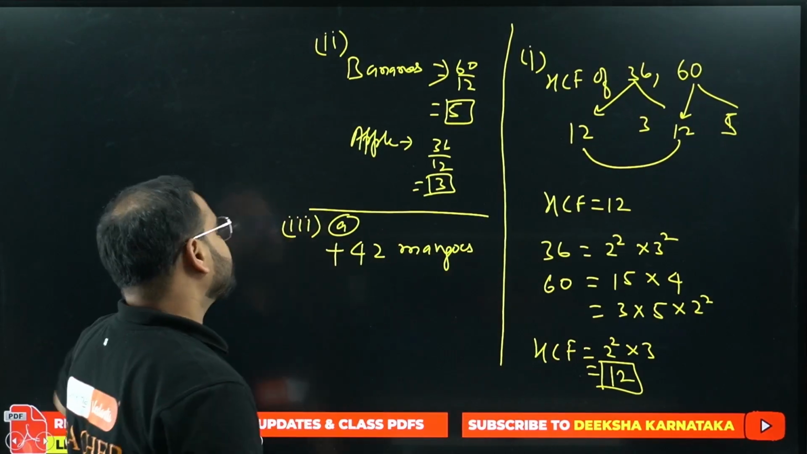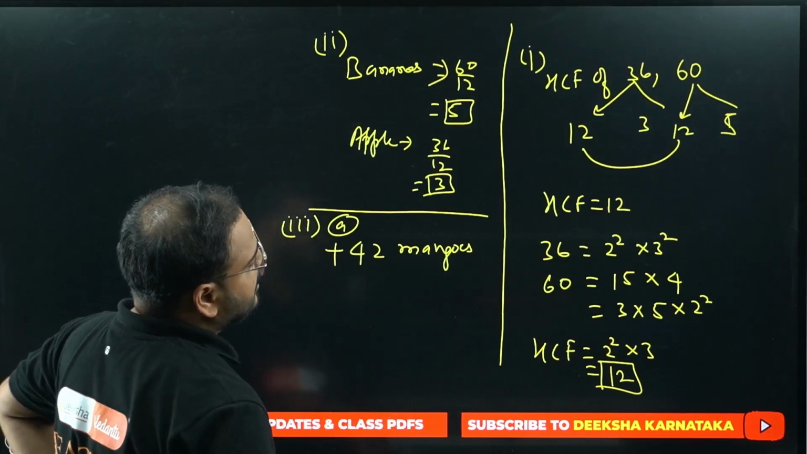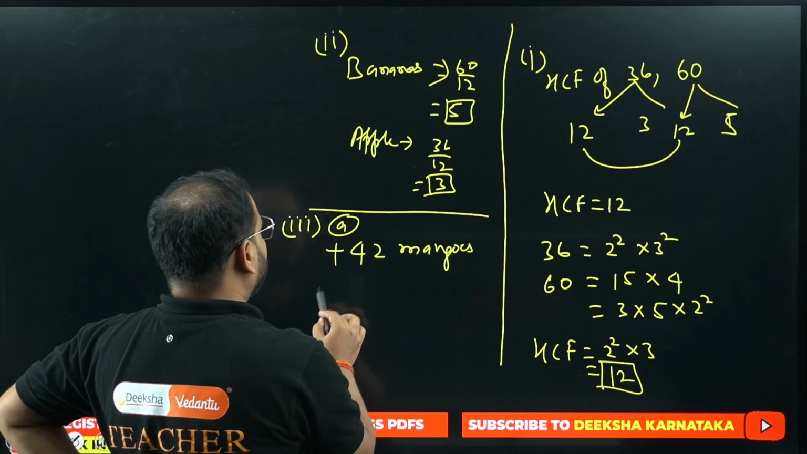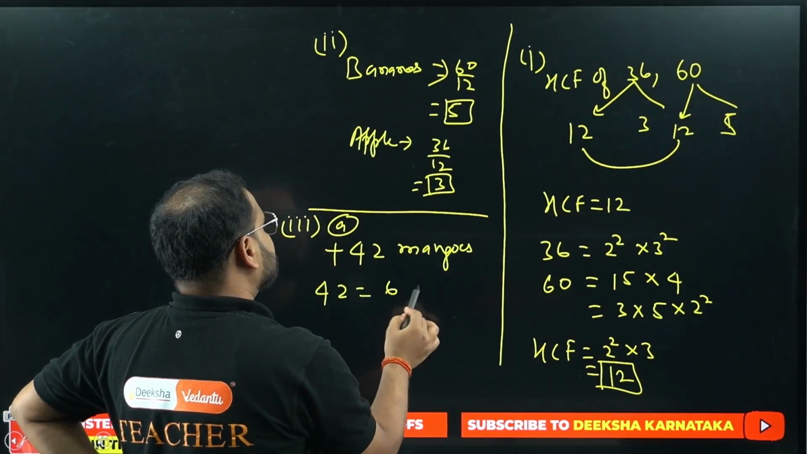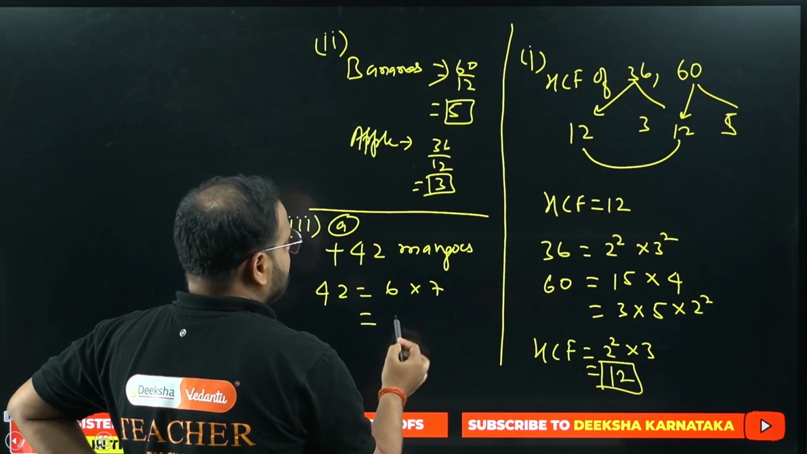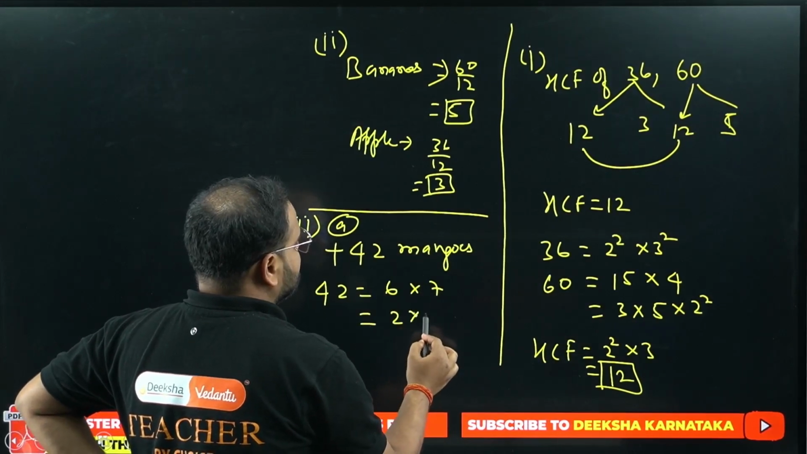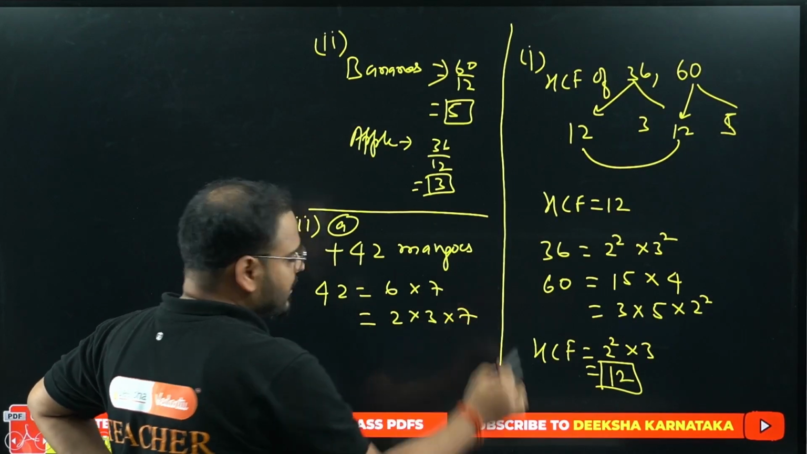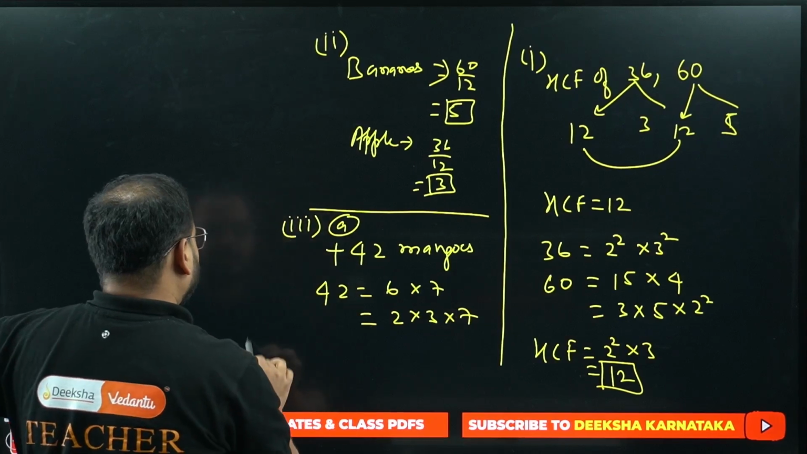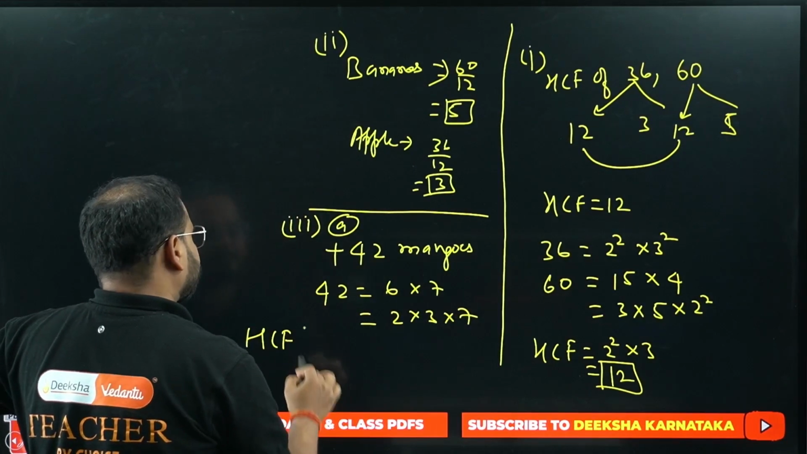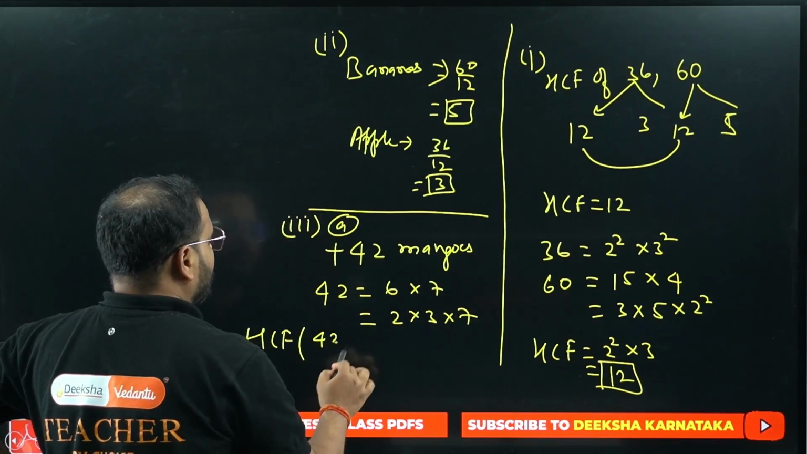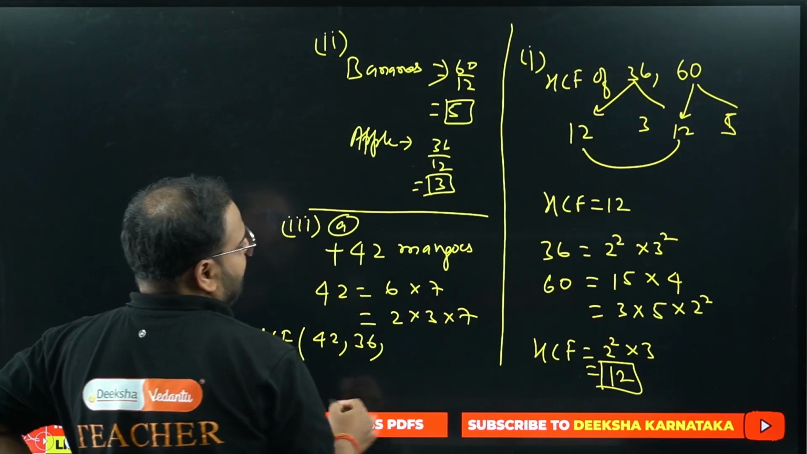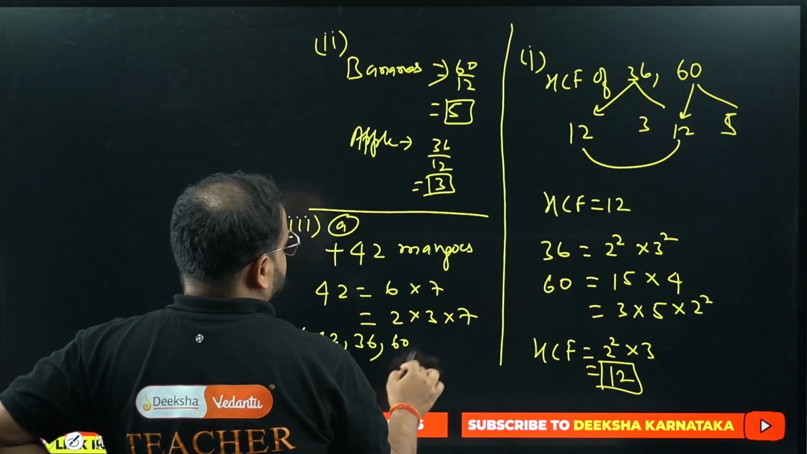We'll see how. So I have to write the numbers. What are the factors? For 36 and 60 I have already written. For 42 I have to write like this. 6 7s are 42. So what is it? 2 times 3 times 7. What is the HCF? Now HCF of 42, 36 and 60.